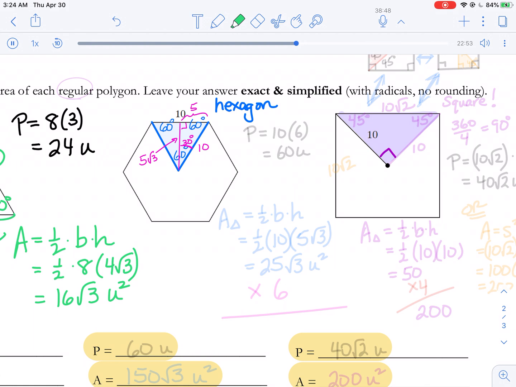You can either find the area of this whole entire triangle and multiply by what? 6. Or you can find the area of this little 30, 60, 90 and multiply by 12. But you just have to make sure you pay attention to what you're finding. I think it's probably easier to just do the area of this triangle multiplied by 6. But just remember that when you do that, you're going to have to be using the right length for your base. Okay, so let's do perimeter real quick because that's actually really easy.